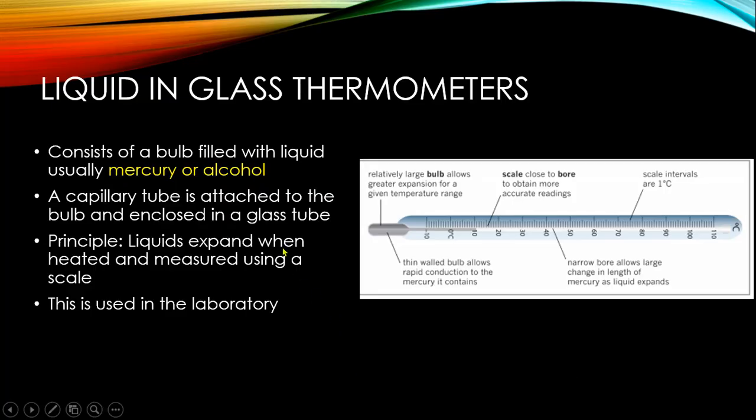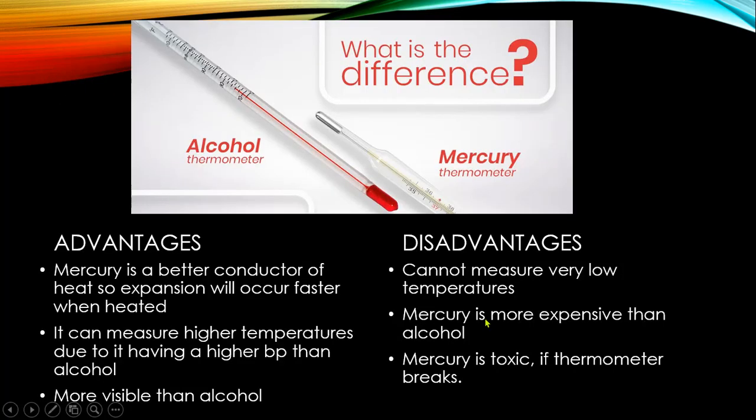Now you might be wondering why there are two types of liquids, mercury or alcohol. Well, the reason is that they are used for different reasons, right? So they have advantages and disadvantages, both alcohol and mercury thermometers. So firstly, mercury is a better conductor of heat, so it will expand faster when heated. Remember, it's a liquid metal, so it expands very quickly. It can measure high temperatures due to it having a much higher boiling point than alcohol, and it is more visible than alcohol, right? I'm sure this is the one that we have in the labs.